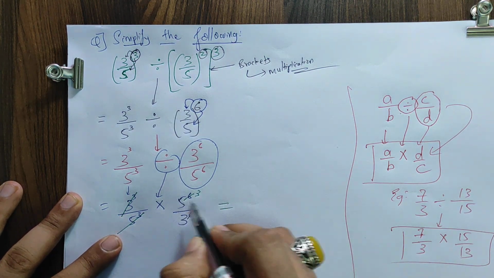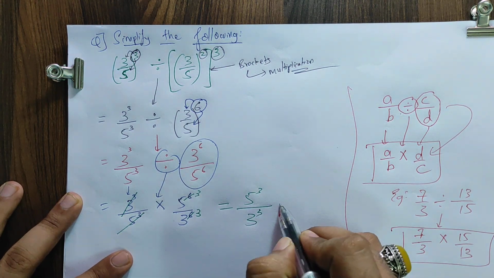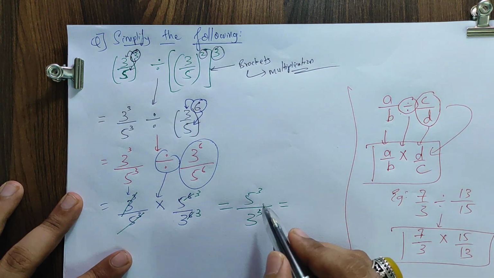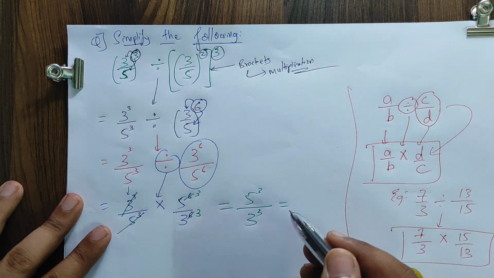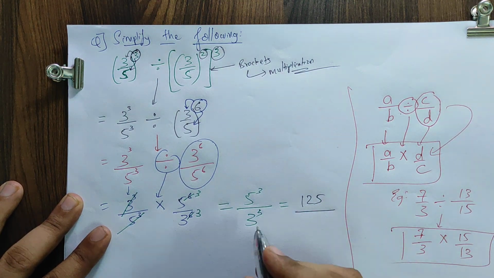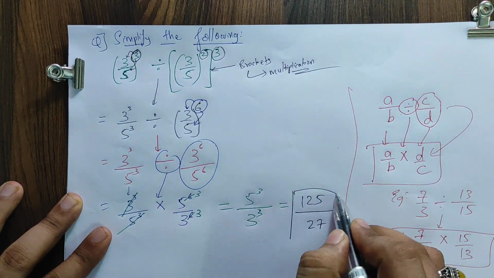So the answer will be 5 raised to 3 upon 3 raised to 3, all of you. We all know 5 raised to 3 means 5 into 5 into 5. 5 5s are 25, 25 5s are 125, upon 3 raised to 3. 3 3s are 9, 9 3s are 27. So this is our answer, please.